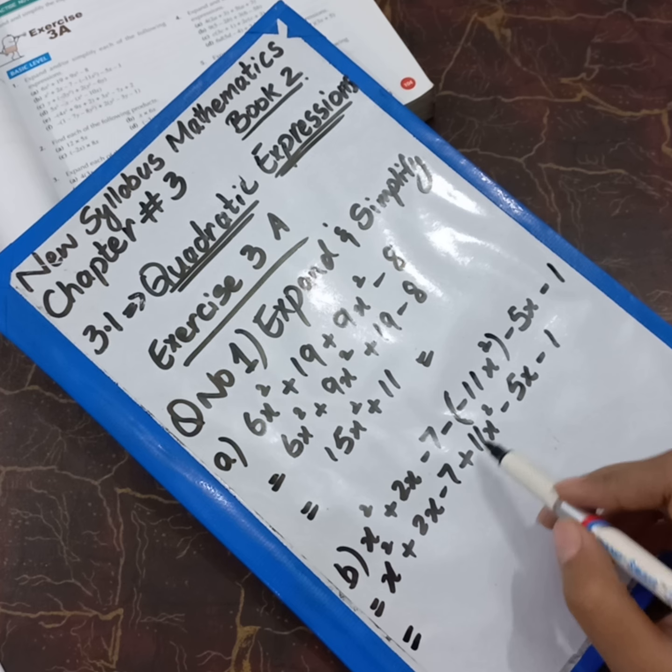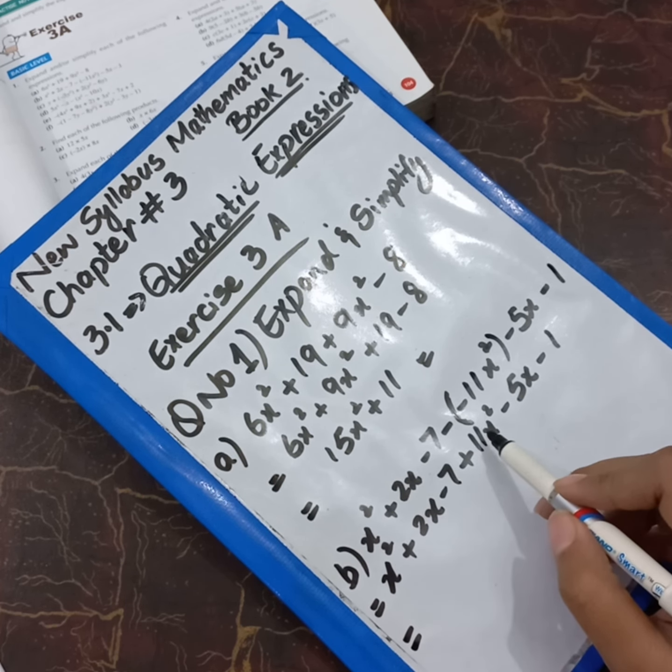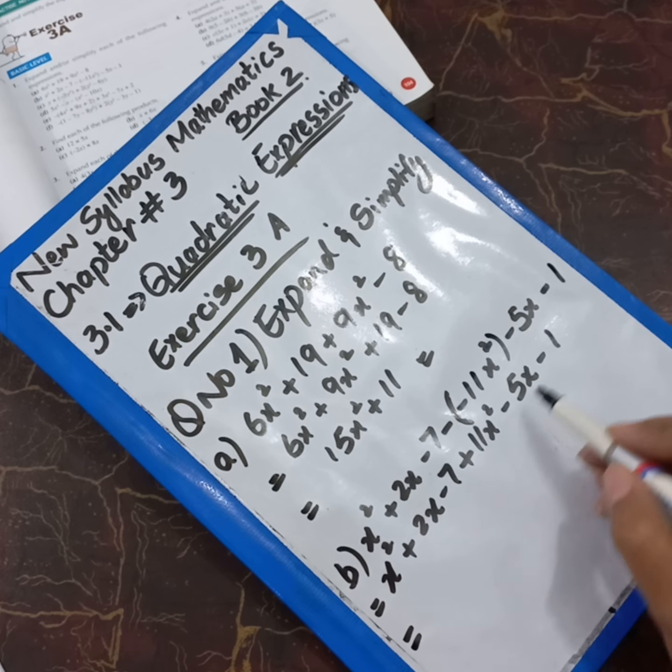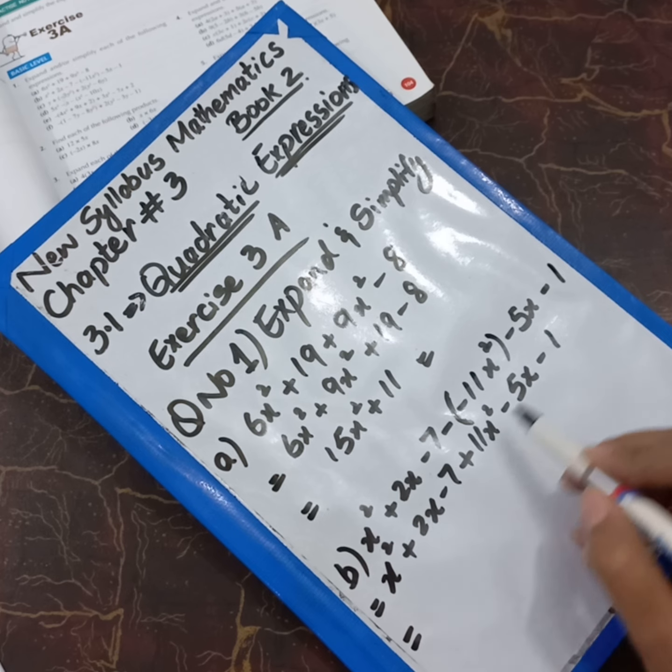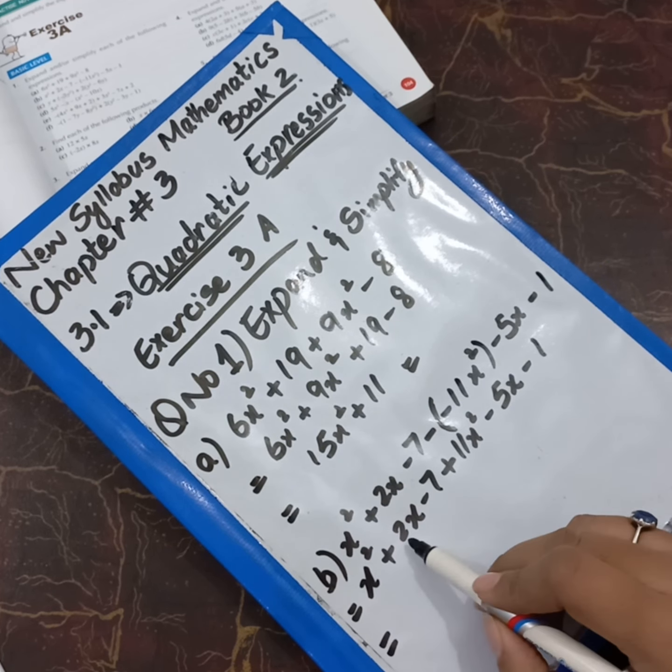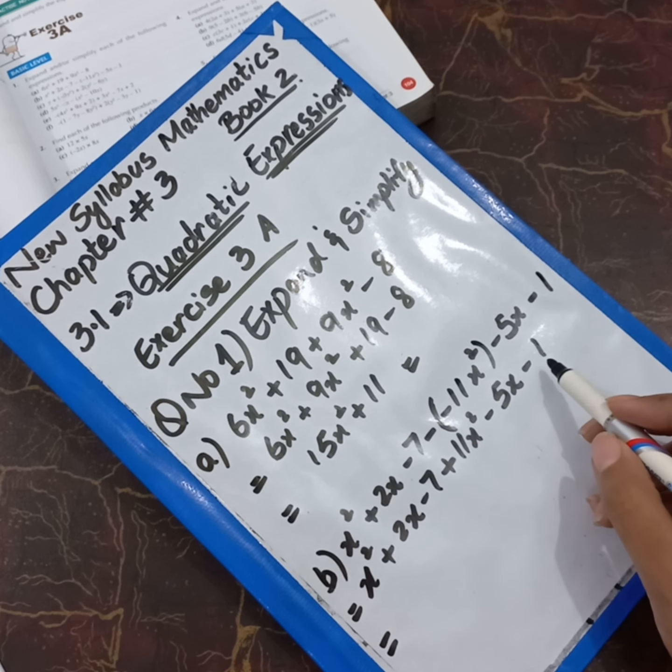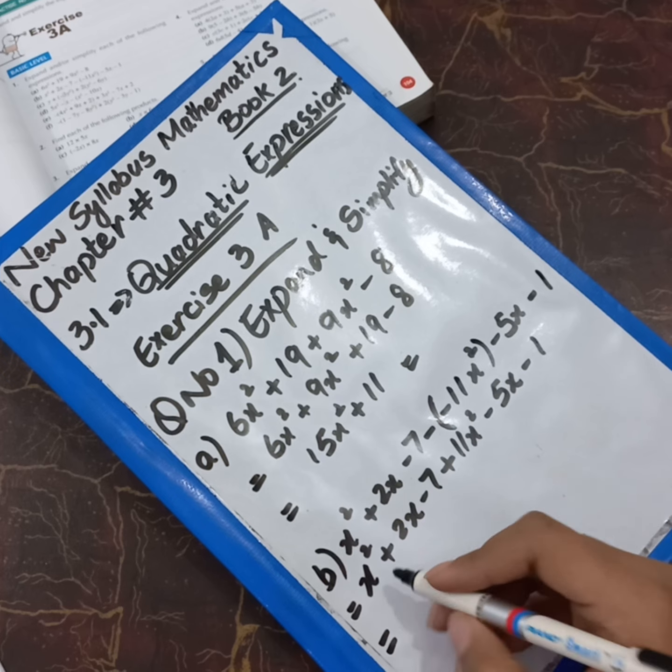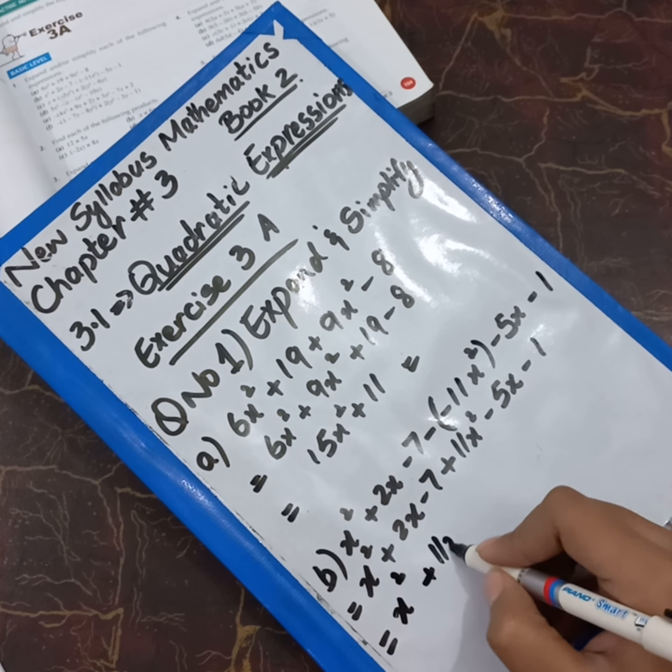Which like terms are there? x square, x square. These two like terms are there. Then x, x. While observing the like terms, their coefficient doesn't matter. Variables and their power must be same. 2x minus 5x. Minus 7 minus 1. These are the like terms. So let's write them together. x square plus 11x square.